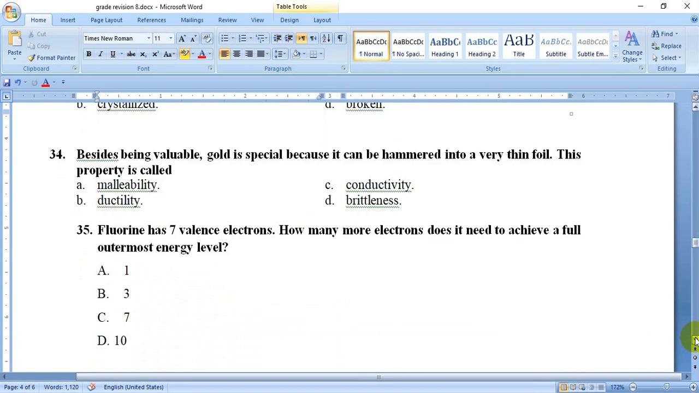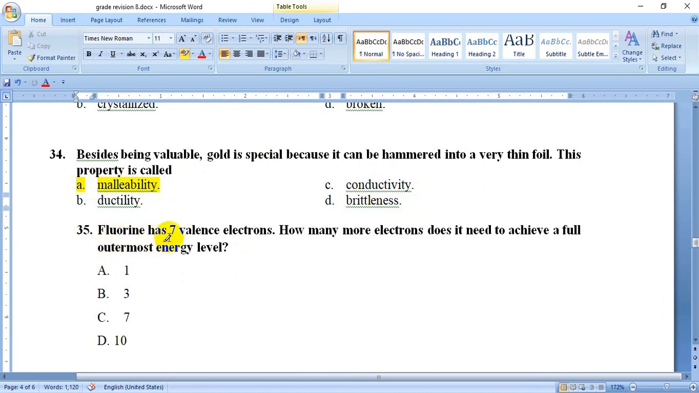34. Besides being valuable, gold is special because it can be hammered into a very thin sheet or foil. This property is called what? Metals tend to form very thin sheets like aluminum foil and gold foil, and this is called malleability. This property is called malleability.